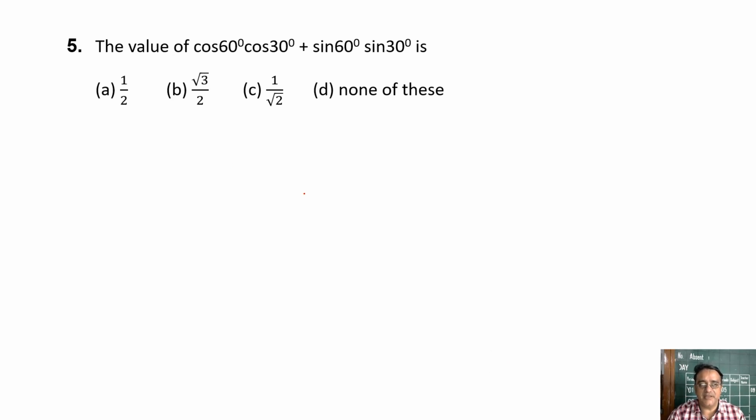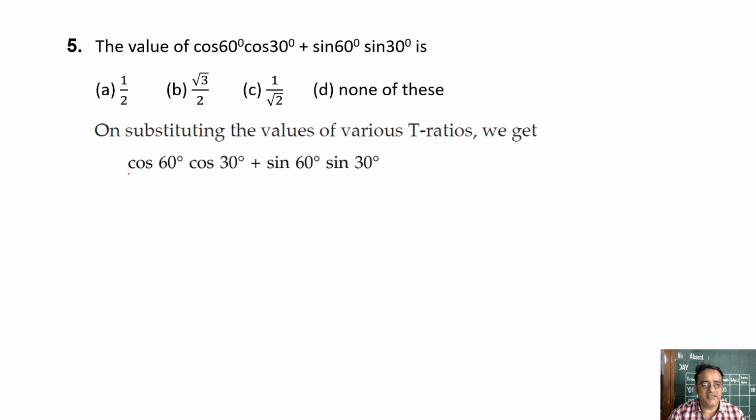So here also we'll substitute all the values of trigonometric ratios first. So what is cos 60 degree? 1 by 2. Cos 30? Root 3 by 2. Very good. Sin 60 degree? Root 3 by 2. Sin 30 degree? 1 by 2. Very good. Now see, after substituting, this will become root 3 by 4.